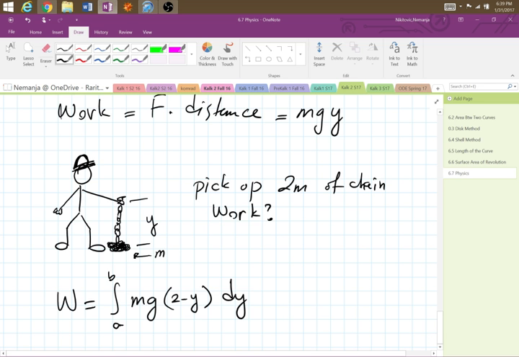Let me put it that way. Because we have already defined that the total length of the chain is 2 meters. We've already picked up the y amount, the y length, so it's that subtracted from the total length. But you don't know what it is, that's why it's a variable. So we have to pick up everything, right?